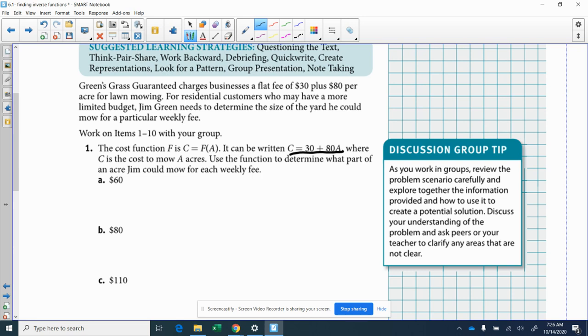If you're dealing with a lawn mowing company, you want to ask them, okay, how much is this going to cost me, right? So in a lot of these situations, you really don't get the acre value. You're not going to tell them, oh, I have 5 acres, I have 6 acres. You're going to tell them, what's the cost?